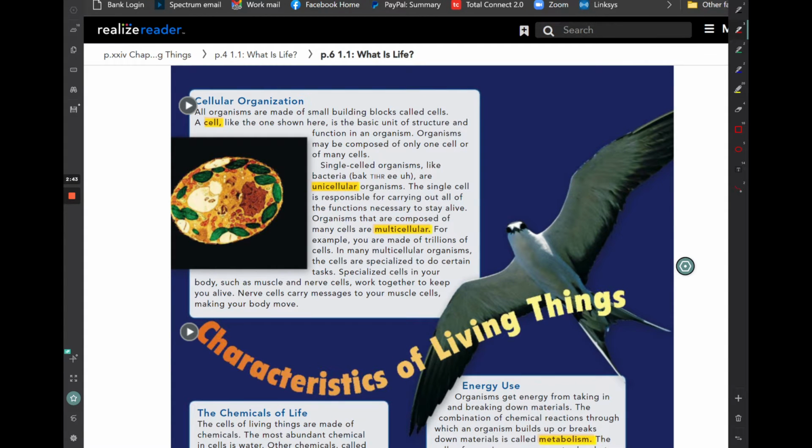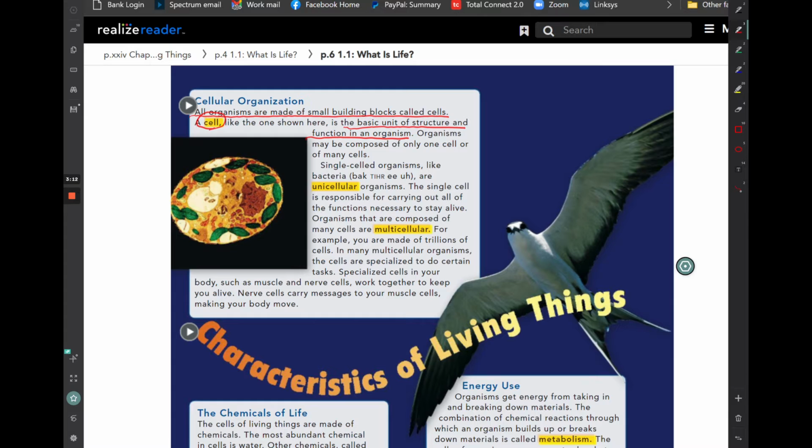First of all, and I think you probably know this, all organisms or all living things are made of small building blocks called cells. Cells are the basic unit of structure and function in an organism. So this goes back to 7th grade. I know you spent a chapter talking about cells and the parts that make up the cells. But cells are the basic building blocks of structure and function in all living things.